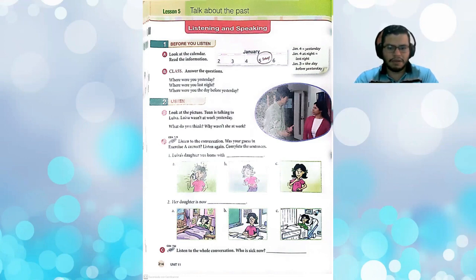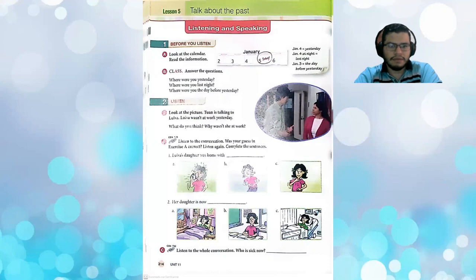Okay, what's happening with the pictures? What is the correct one? So Luisa's daughter was home with a bad cold. A bad cold. Letter A. Her daughter is now at school. Ahora está en la escuela. Ayer estuvo enferma. Con resfriado.